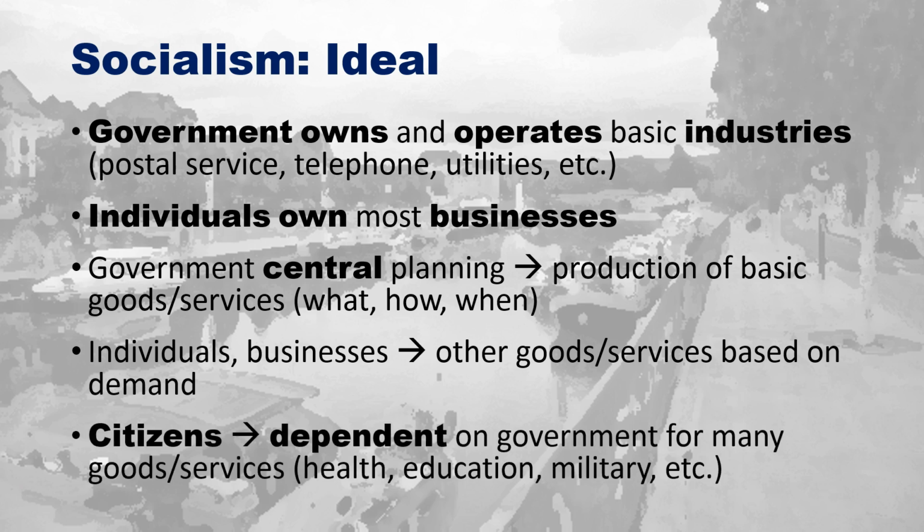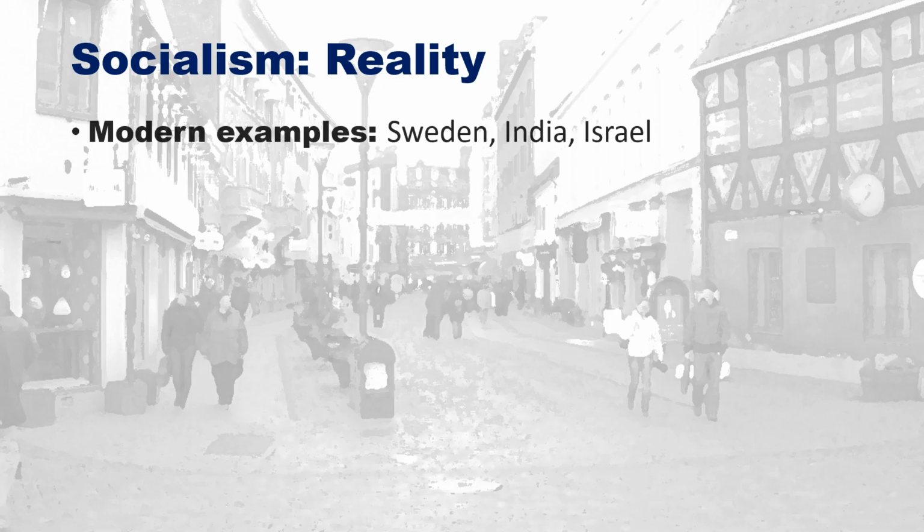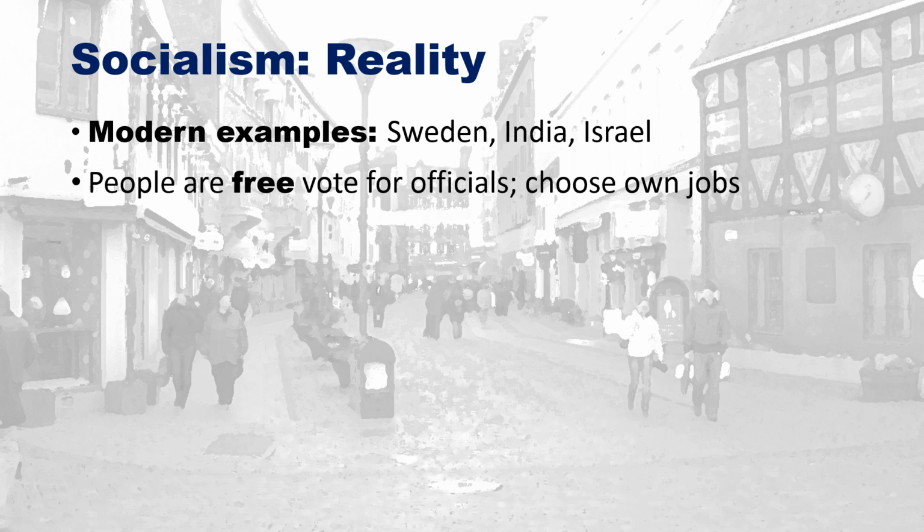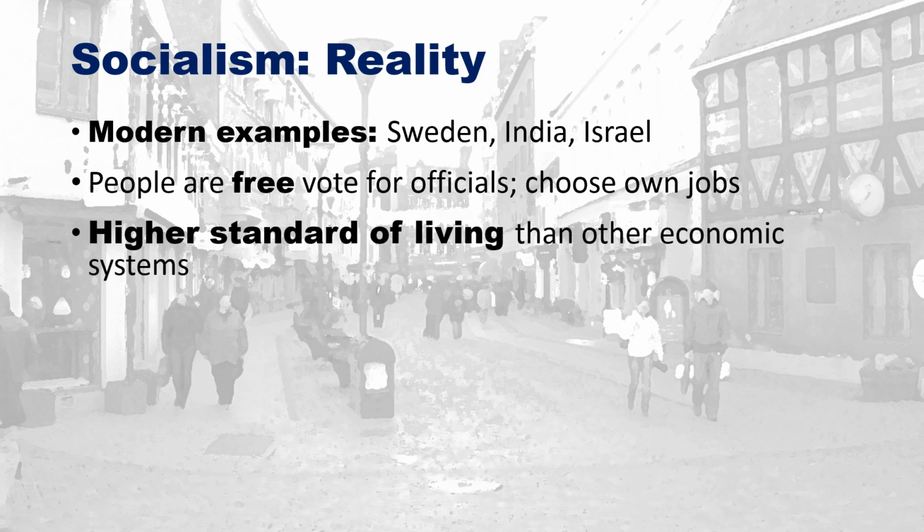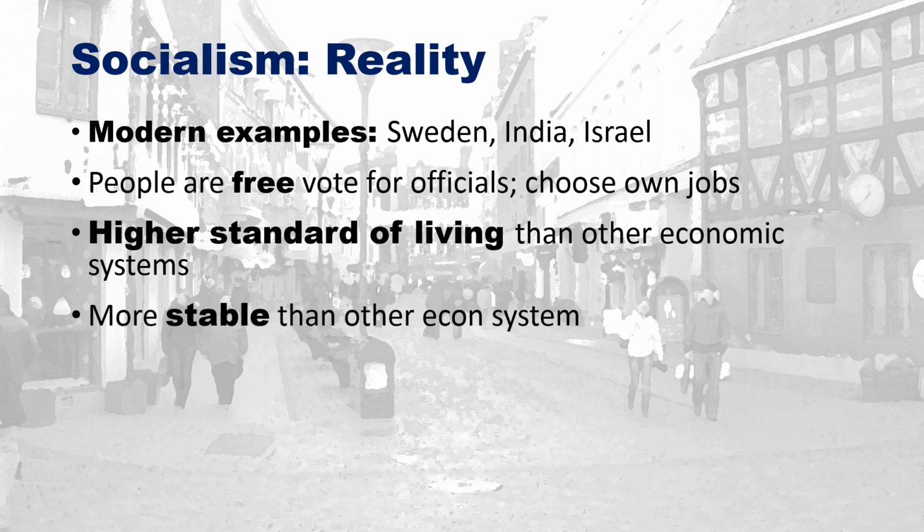The citizens in this case are very dependent on government for many of the goods and services, like health, education, and the military. In reality, the modern examples of socialistic societies are Sweden, India, and Israel. The people are free to vote for officials, and they choose their own jobs, although many of their jobs are government-centric. They have higher standards of living than other economic systems, and they're thought to be more stable.